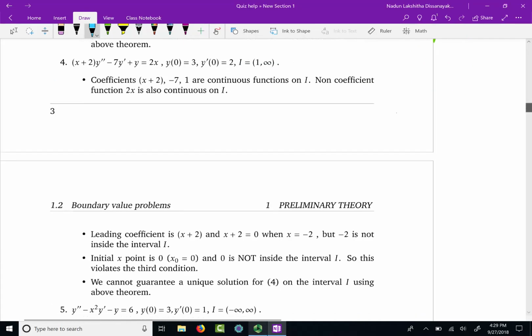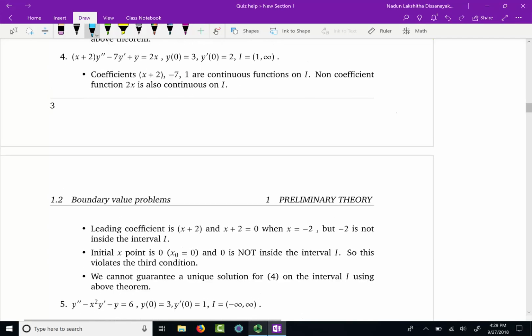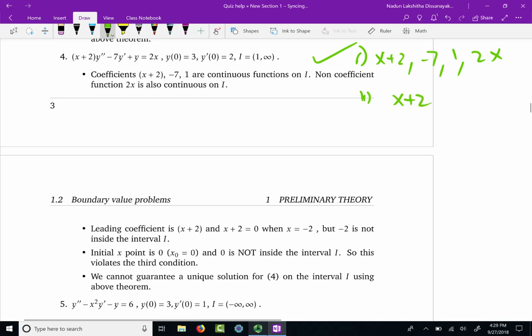Okay. All right. Example 4. Here in this example, let's list the coefficients: x plus 2, negative 7, 1, 2x. Again, these are nice simple functions. No mathematical demons. Well, good. So the first condition is satisfied because they are continuous functions. The leading coefficient, the coefficient of the highest derivative, is x plus 2.